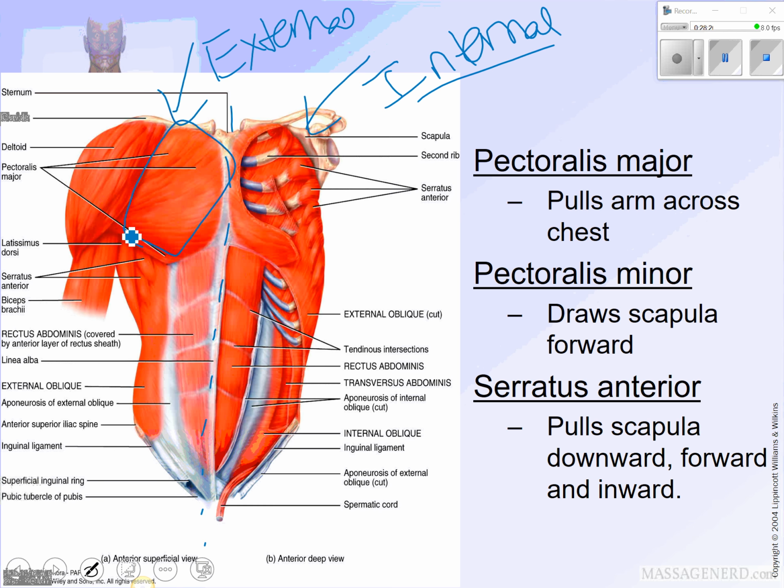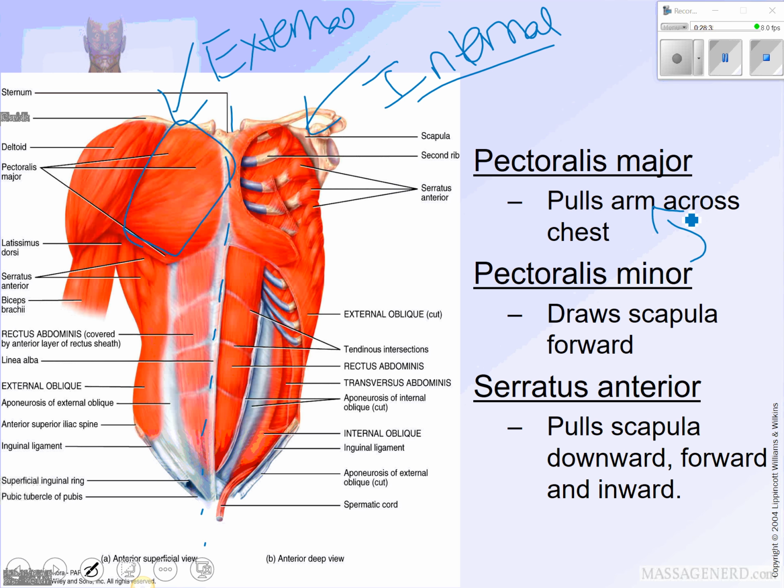Pectoralis minor is underneath the pectoralis major. You can't see it in this picture because they've taken it down even further in the layers. It attaches to ribs 3, 4, and 5. It draws the scapula forward.